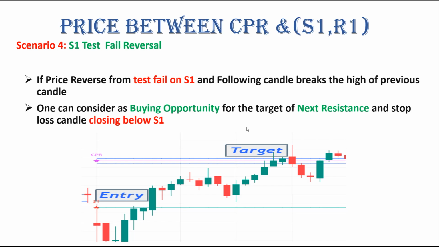So, what will be the next resistance? Above the S1 is the CPR level. We can see this is S1, so this is the CPR. So this is the next resistance. So if you enter into the trade here, that is long trade, we got the target achieved at the next resistance, that is the CPR.